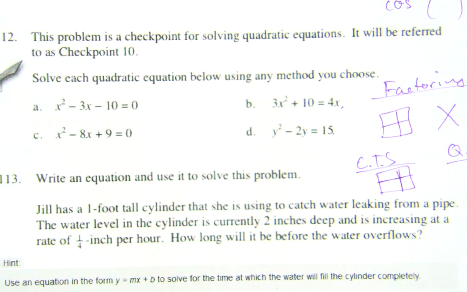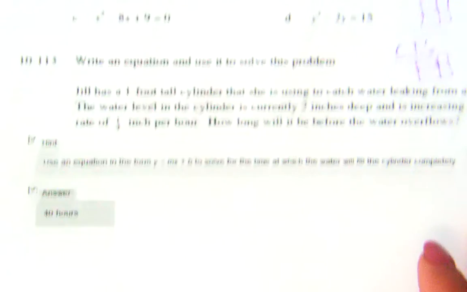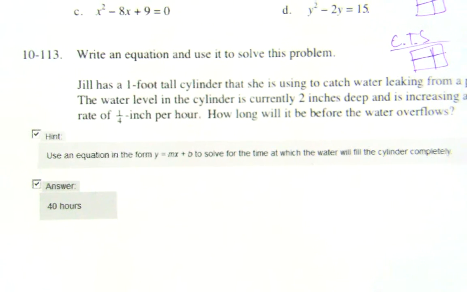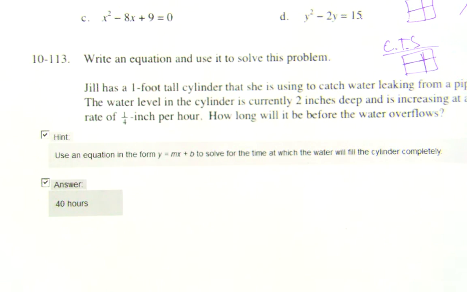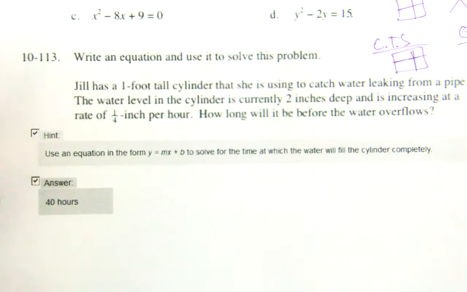All right, number 113. Write an equation and use it to solve the problem. Jill has a 1 foot tall cylinder that she is using to catch water leaking from a pipe. The water level in the cylinder is currently 2 inches deep and is increasing at a rate of 1/4 of an inch per hour. How long will it be before that water overflows?